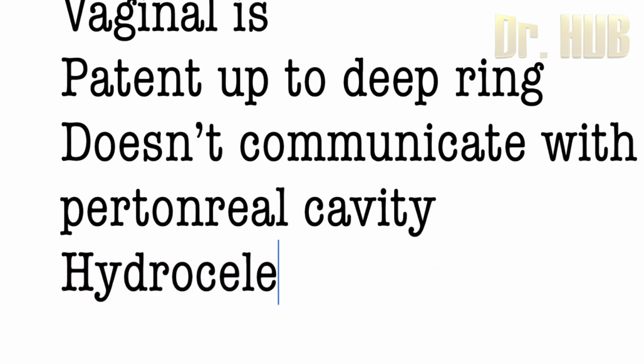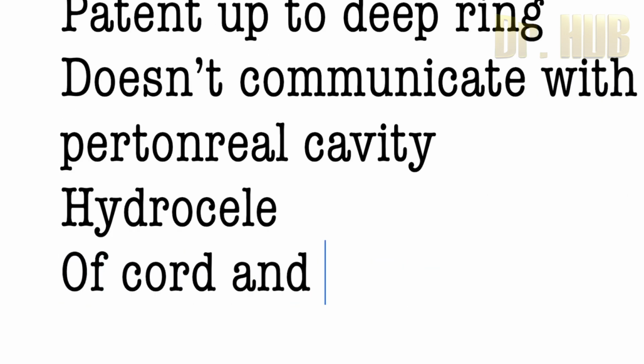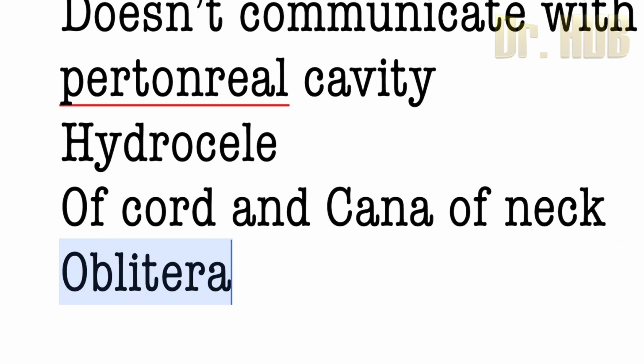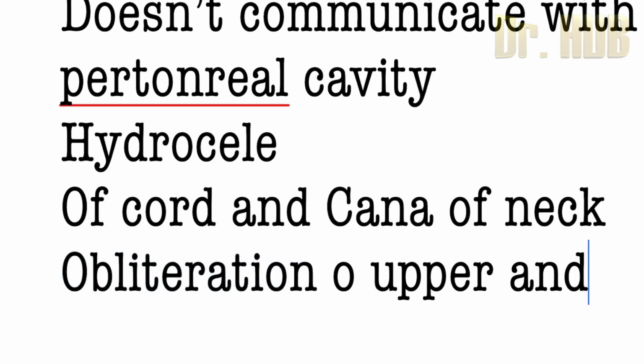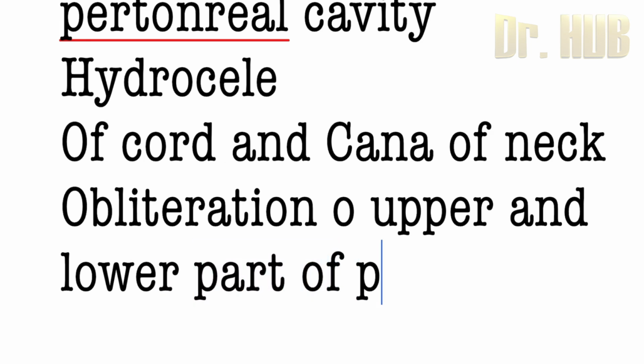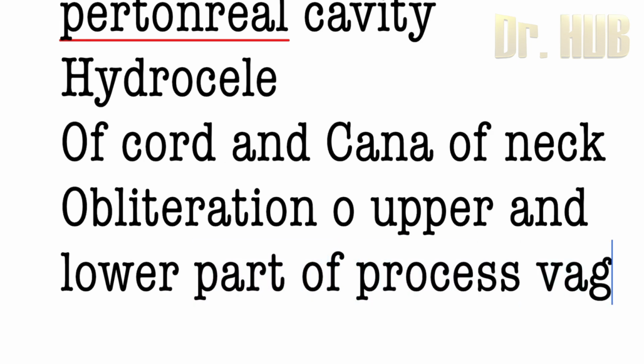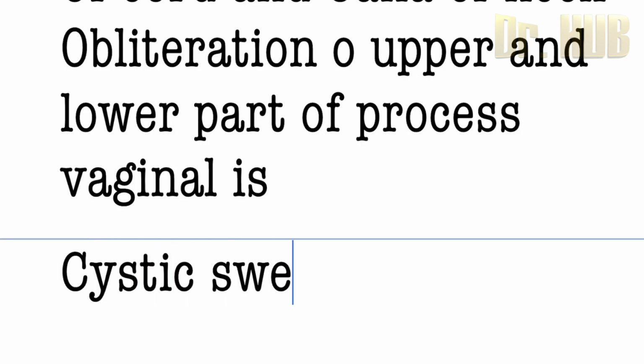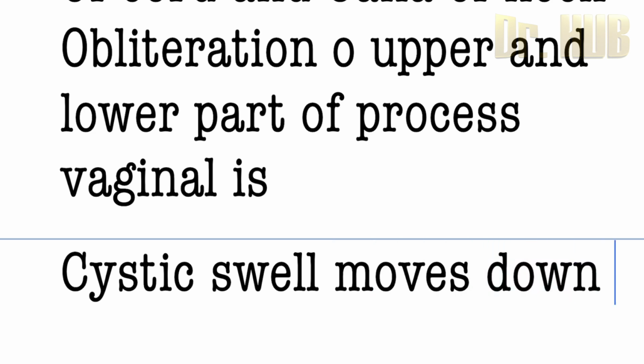Next is the hydrocele of the cord and the canal of Nuck. Here there is obliteration of the upper and lower parts of the processus vaginalis. Then the cystic swelling goes down when the testis is pulled. The cystic swelling moves down and the testis is pulled. This happens in the hydrocele of the cord and the canal of Nuck.